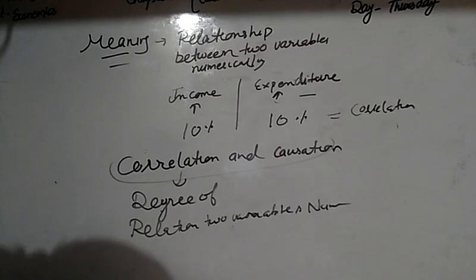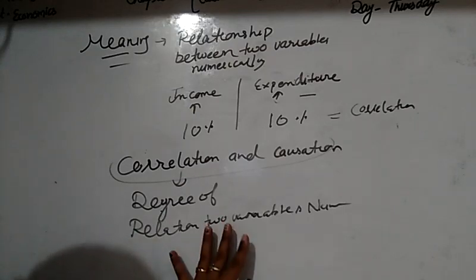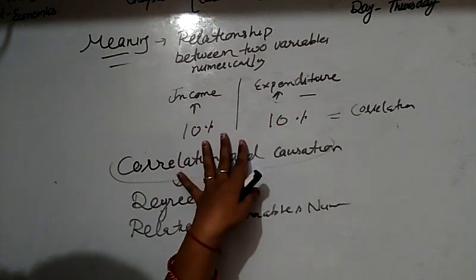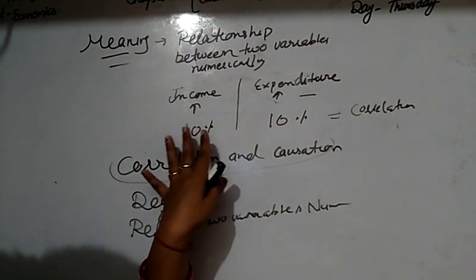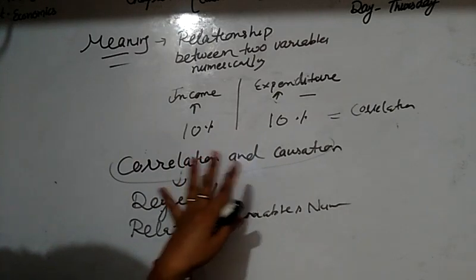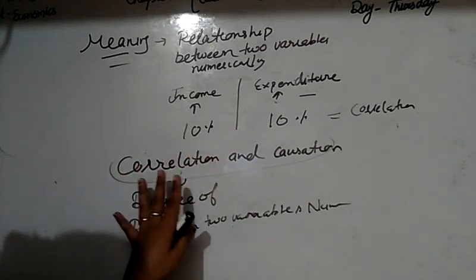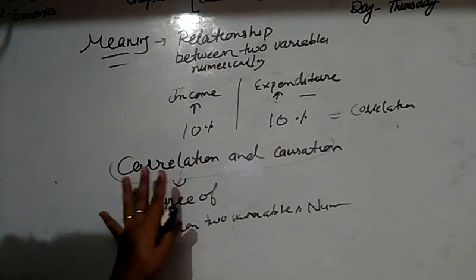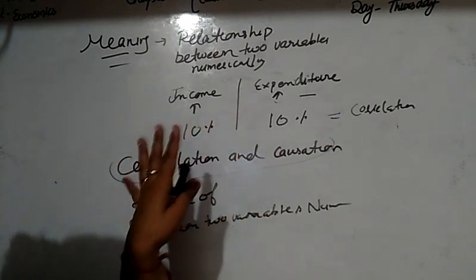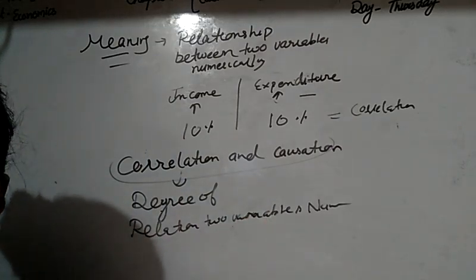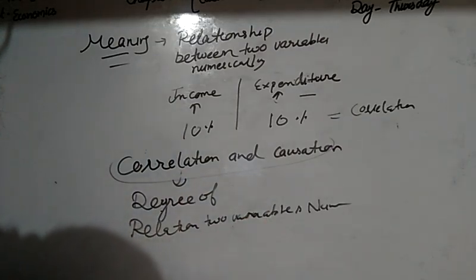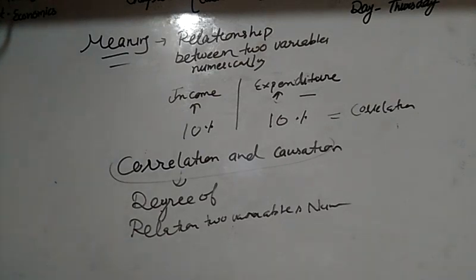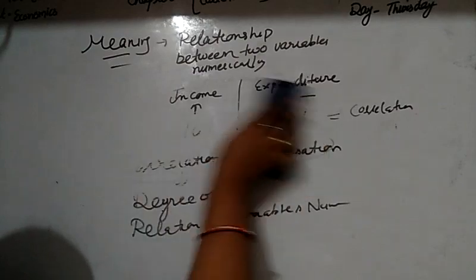Okay, so it does not tell us anything about the cause and effect relationship between two variables, why these are changed, what is their relation. It just tells the relationship numerically. Okay, the degree of change in income or expenditure, or the two variables, numerically. Clear, students? After that we study types of correlation. So next is types of correlation.